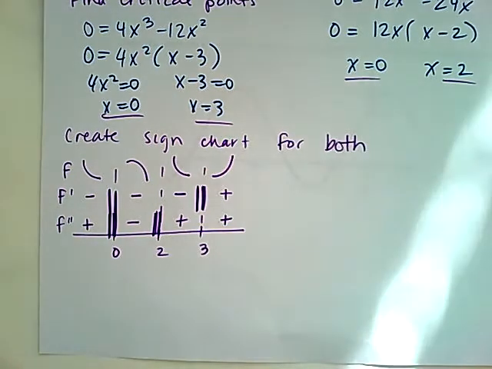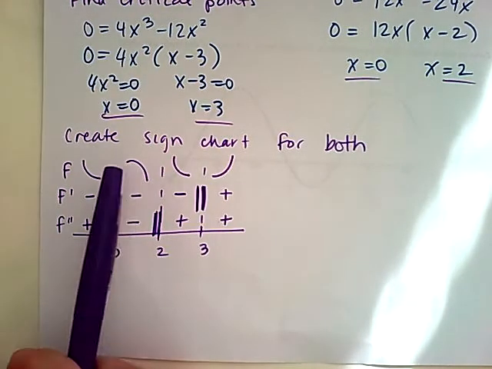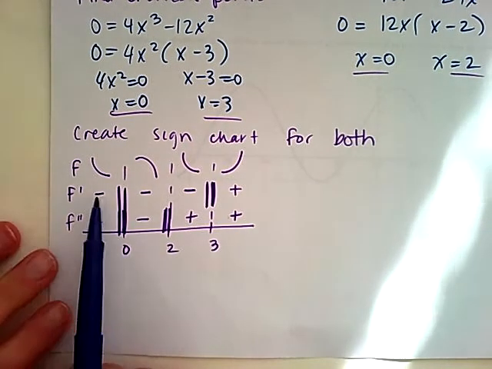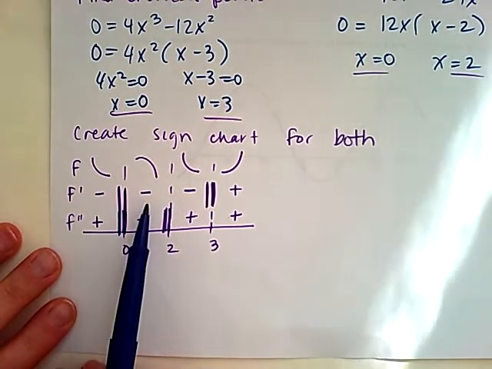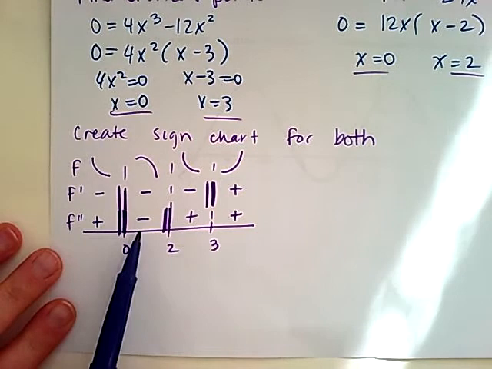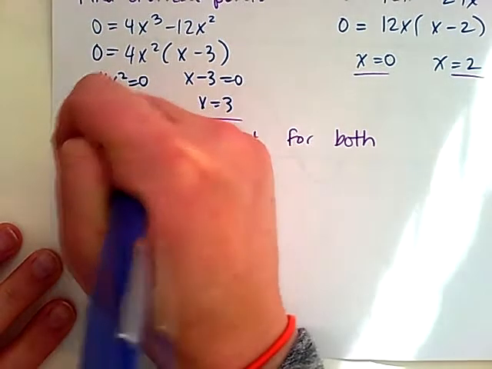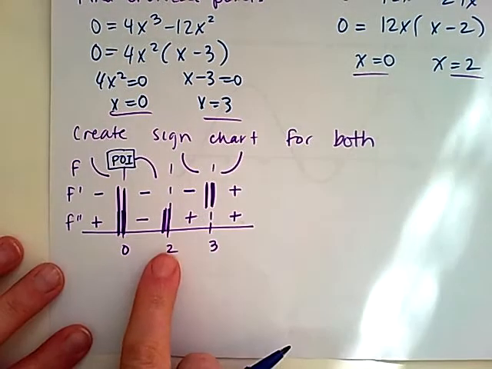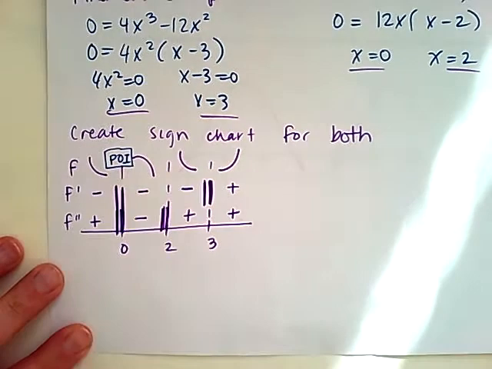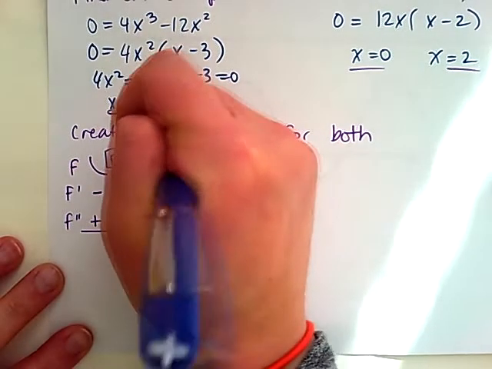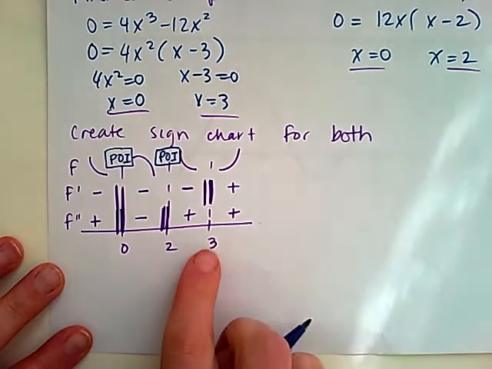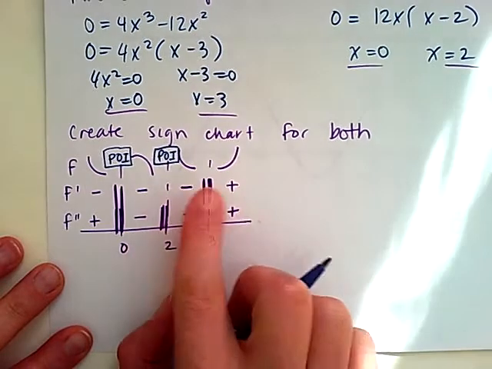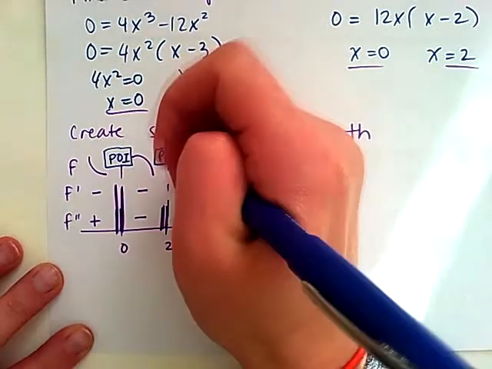Okay, before I start sketching my curve, I'm going to think about what's happening at each of these critical points. At 0, there's no change in sign of my first derivative. It's not a max or a min, but it is a point of inflection because my concavity changes. So I'm just going to label that POI, so I have that in mind. Then at 2, there's a change in sign of my second derivative, my first derivative doesn't change, so this is again a POI, point of inflection. And then at 3, no change in sign of second derivative, but there is a change in sign of my first derivative from negative to positive, decreasing to increasing, so that will be a minimum.